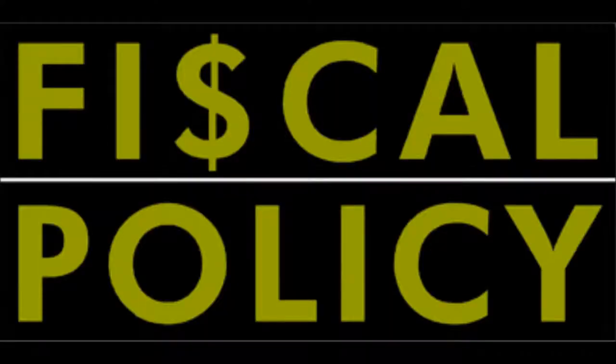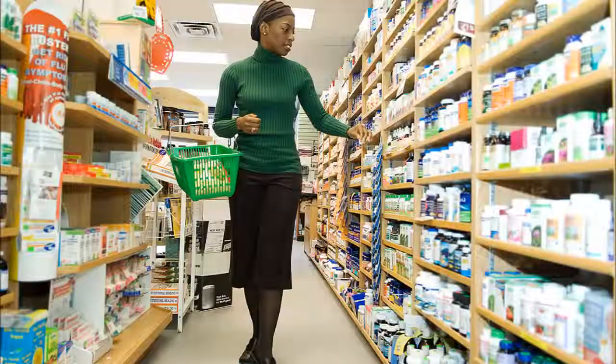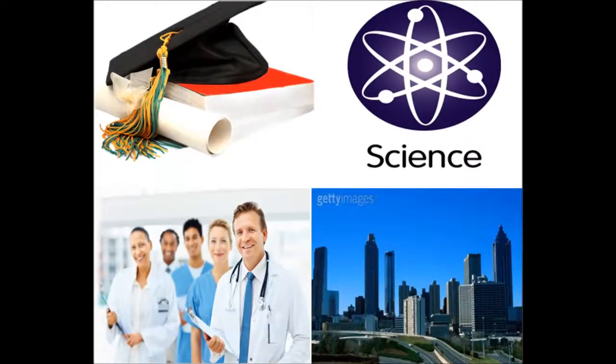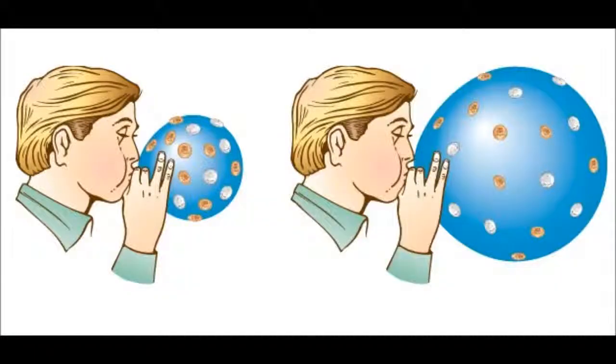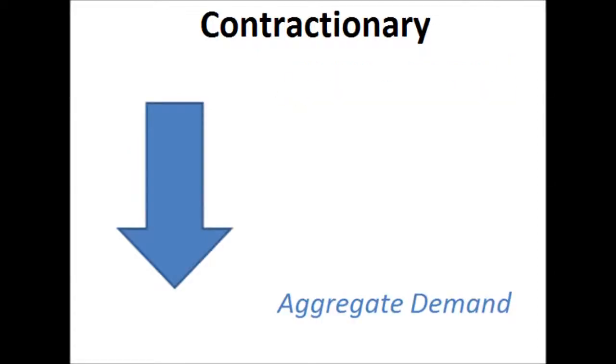A fiscal policy is a government policy that is more direct than a monetary policy. A fiscal policy is recognized either by a change in the overall spending of the government or a change in the consumer affecting taxes. Government spending could be in a variety of areas such as education, science and technology, healthcare, and infrastructure. Fiscal policies can be expansionary, which increases aggregate demand, or contractionary, which decreases aggregate demand.